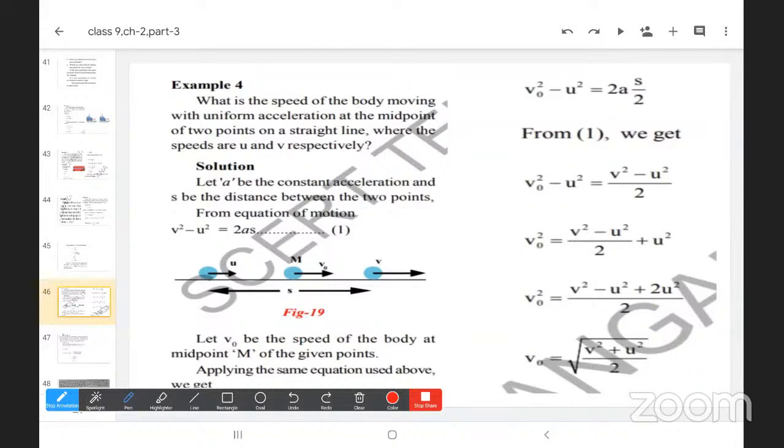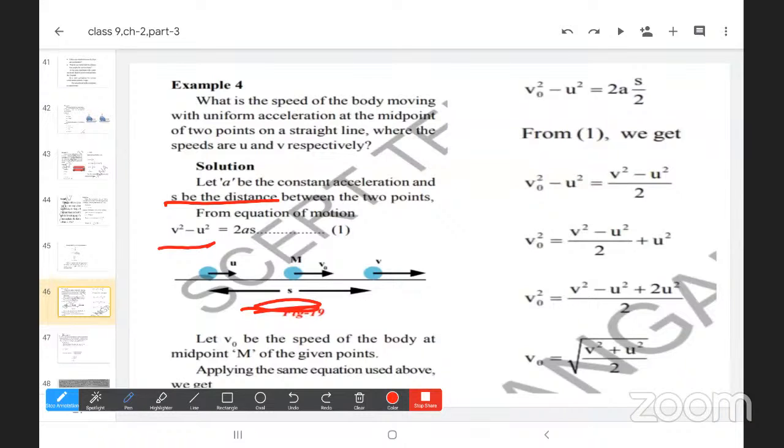So here, look at the solution. Here a be the constant acceleration, right? Here given uniform acceleration of the body. So here we can take a be the constant acceleration and s be the distance between 2 points. You can see here, s be the distance between this u and v. So from the equation of motion, we can write v square minus u square equals 2as. So take this as equation 1 here, right?